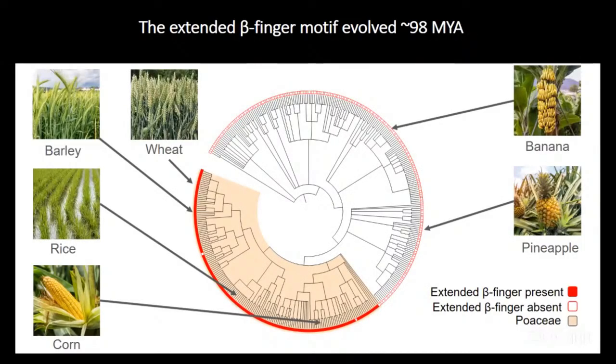And if we look at the genomes of monocots, we find that this feature, the extended beta finger, is restricted to the Poaceae, suggesting that the feature evolved about 100 million years ago.